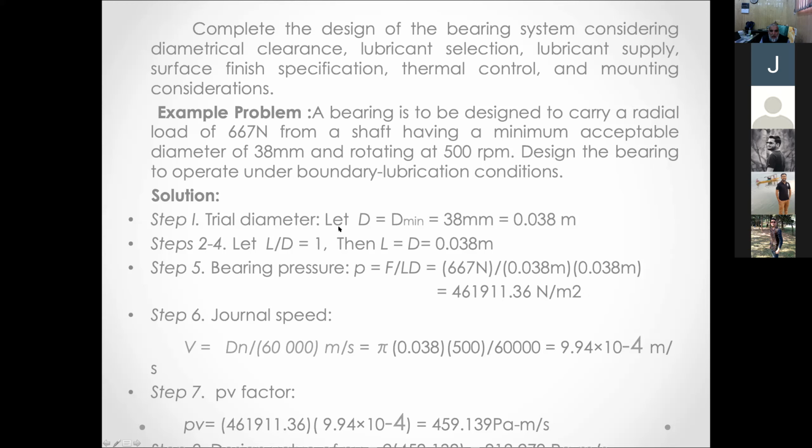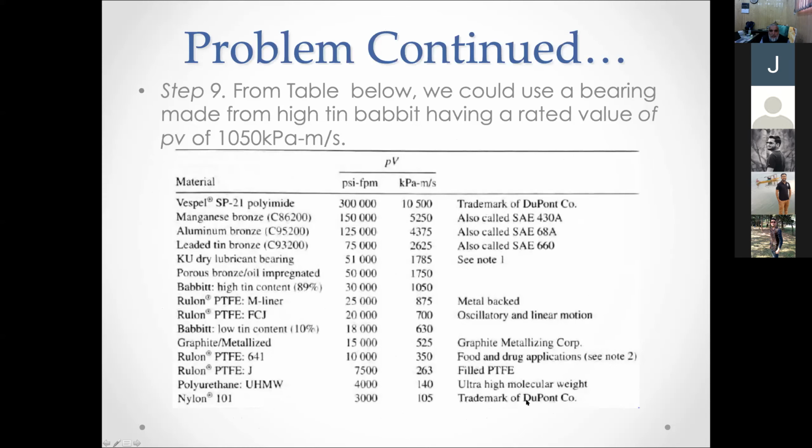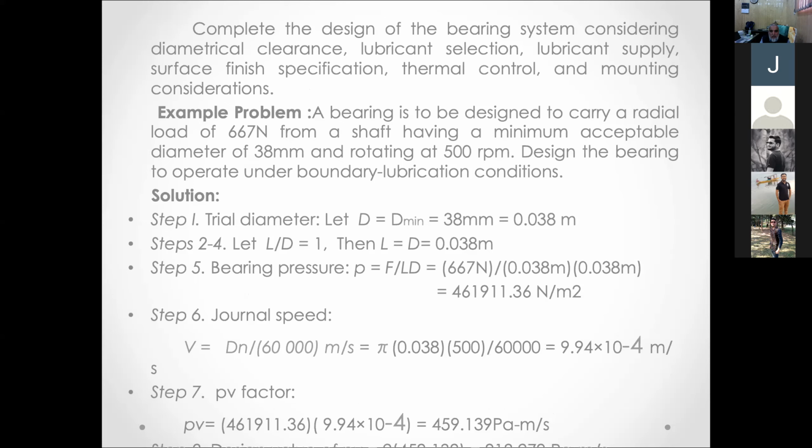And then since you know D, you can find the value of velocity. After finding the value of velocity, you can find the value of PV factor. So PV is coming here equal to 459.1395 megapascals. Once you find this, you will multiply it by 2 and you will get the design value of the PV.